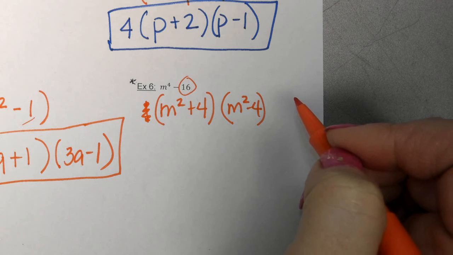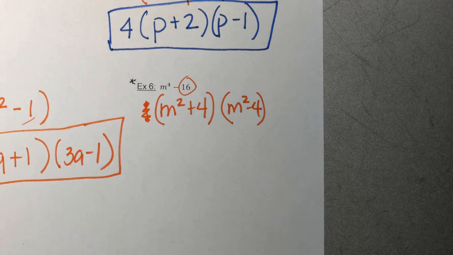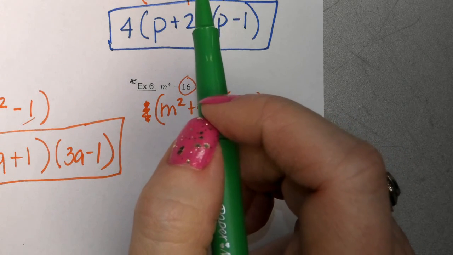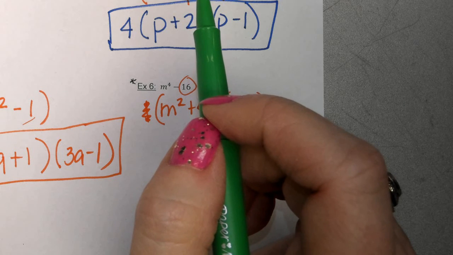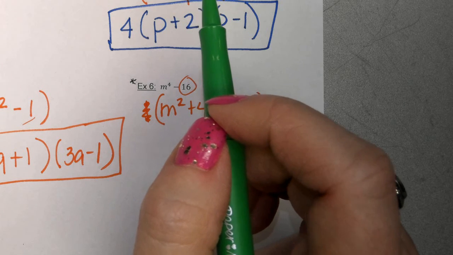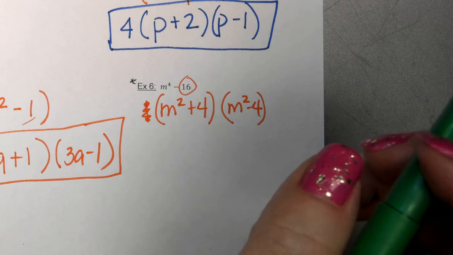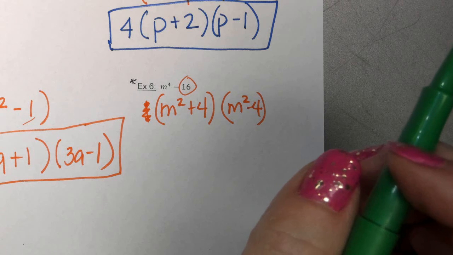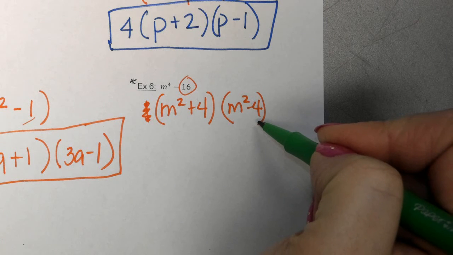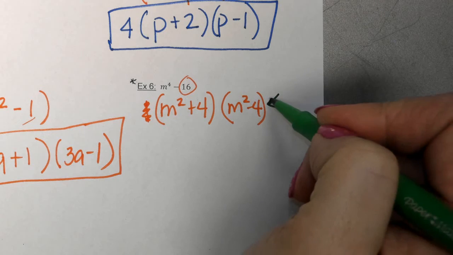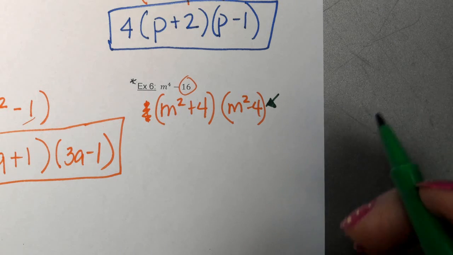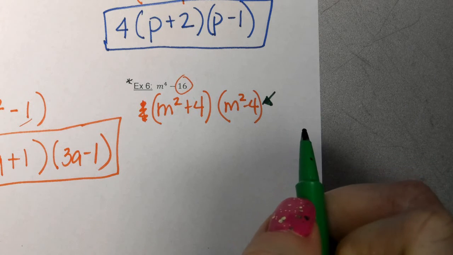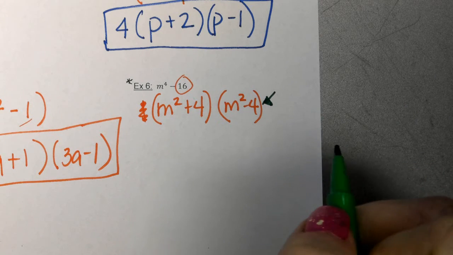Now, we can't stop here, because this isn't completely factored. We still have a difference of squares right here. Check and see if there's a difference of squares. There is. So what we have to do is factor that now.